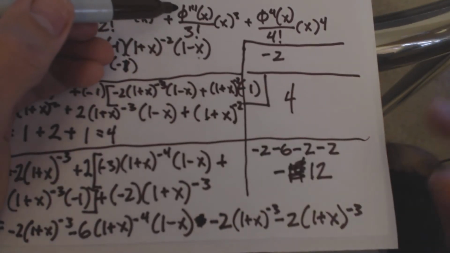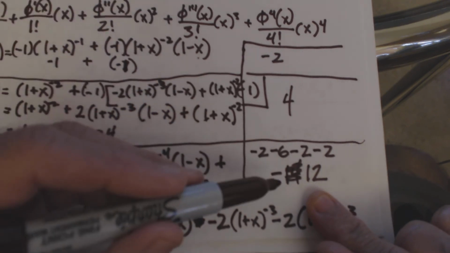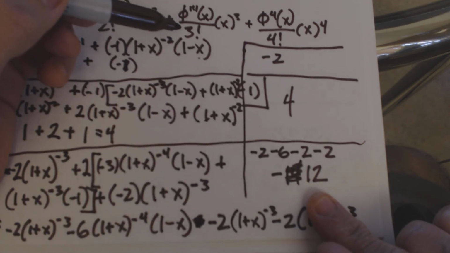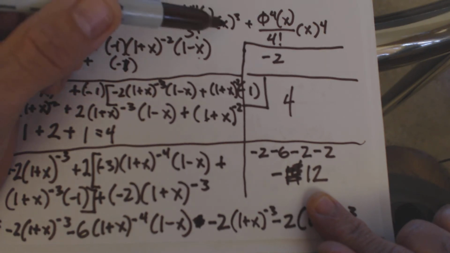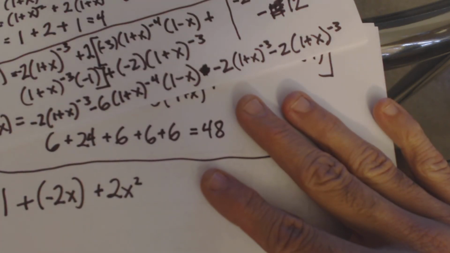The third derivative, evaluated at 0, gives us a value of negative 12. Negative 12 over 3 factorial. 3 factorial is 3 times 2 is 6 times 1 is 6. So 12 divided by 6 is 2, so that's negative 2 times the x cubed, so that's minus 2x cubed.